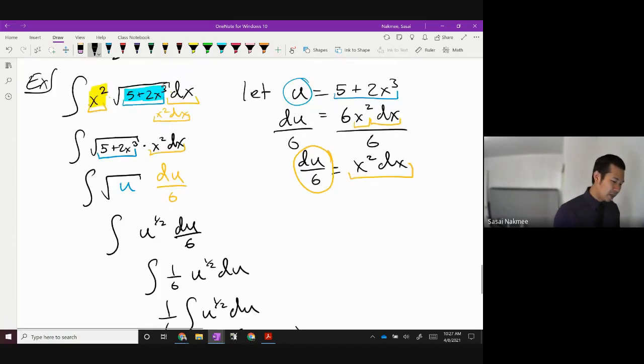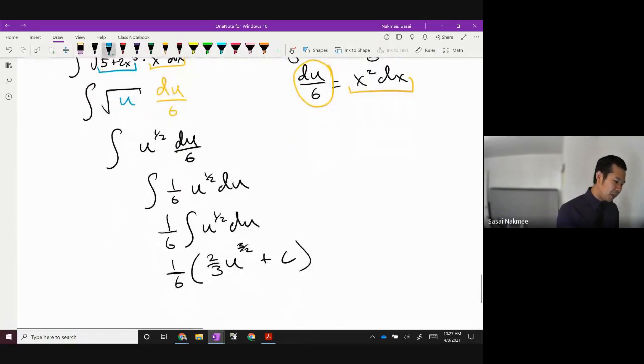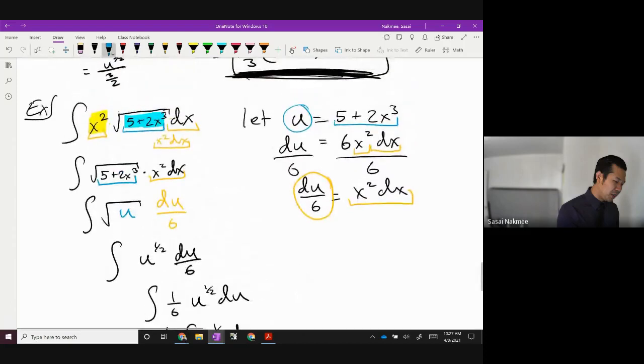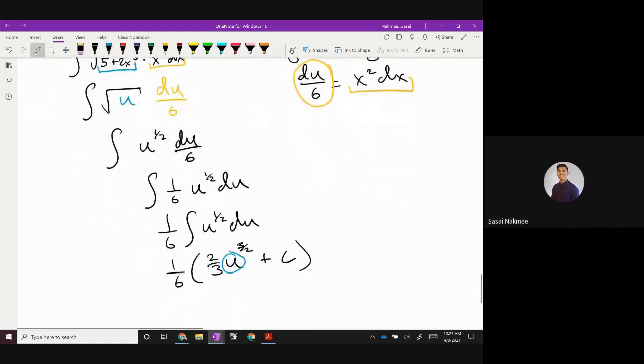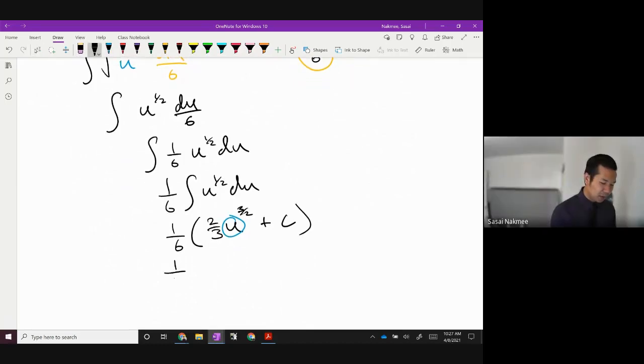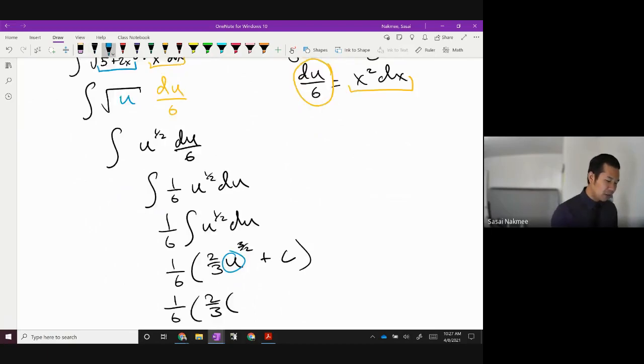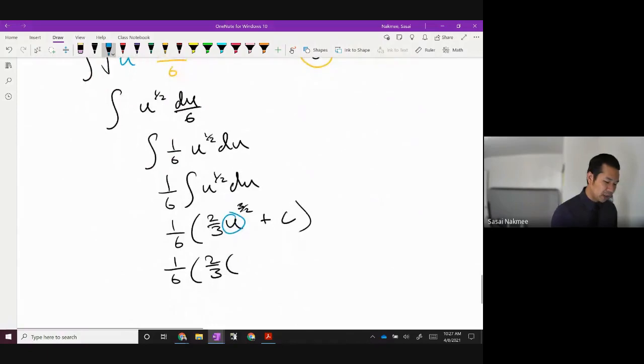We got to go back and replace our u with what we have it to be equal to, which is 5 plus 2x to the 3rd. You can distribute the fraction first if you want, but I'm just going to show you what this will look like. This is going to be 1 over 6 times 2 over 3. And inside here, the u function that we had was 5 plus 2x to the 3rd. This, of course, is all being raised to the power of 3 over 2. And this all, of course, is a plus c. And this is it. This is our answer.